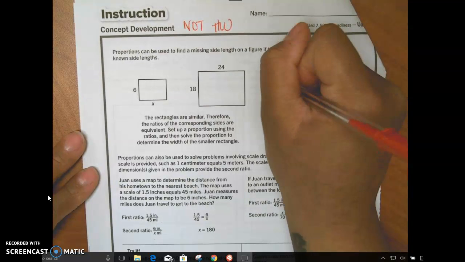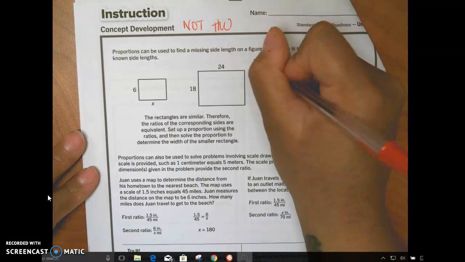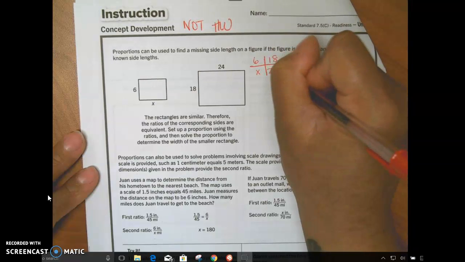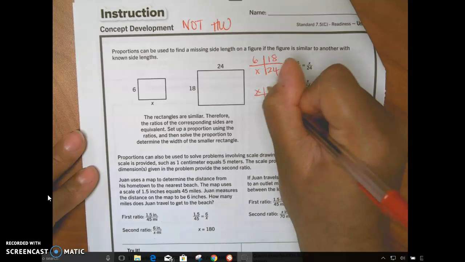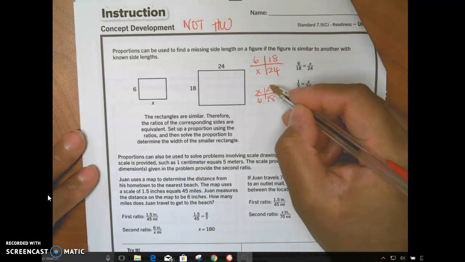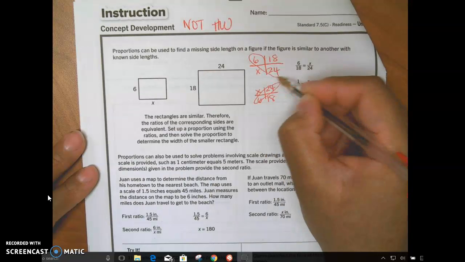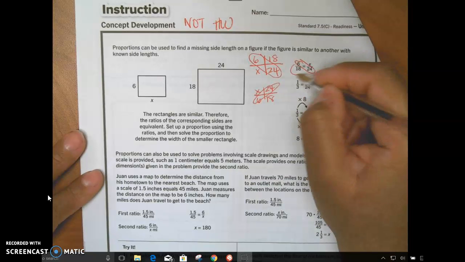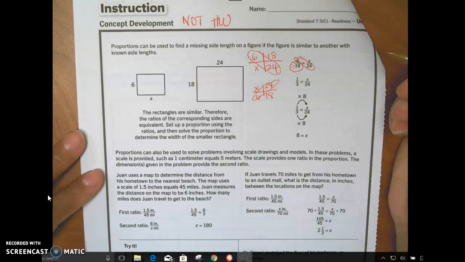Remember, I can write this proportion in several different ways. I can write 6 and 18 and then x and 24. I can write x and 24 or 6 and 18, as long as I am still cross multiplying who? The 6 and the 24. And I'm still dividing by 18.